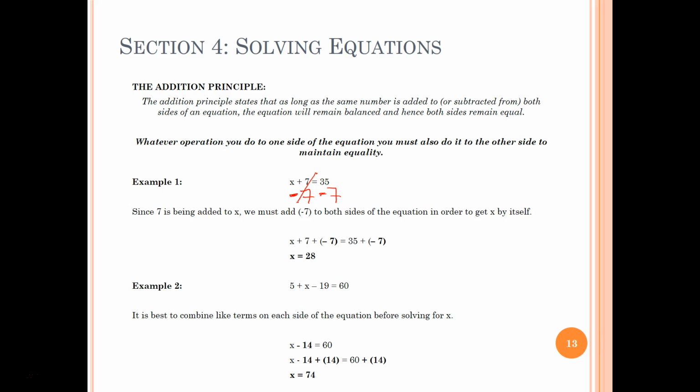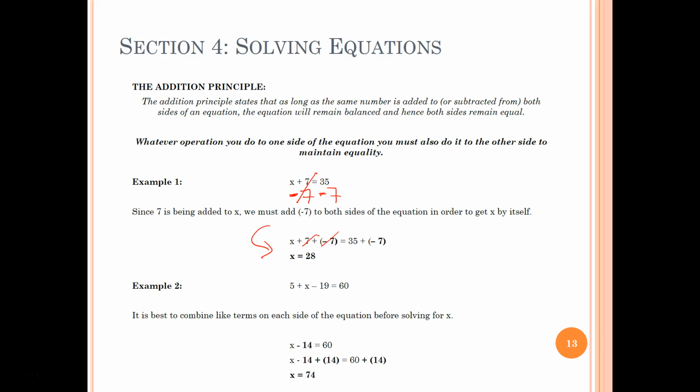There goes our plus 7. It really moves to the right-hand side of the equation. So now, like you can see here, x plus 7 minus 7, these cancel. That's the whole point of doing that. It brings it over to the other side. 35 minus 7 is 28.